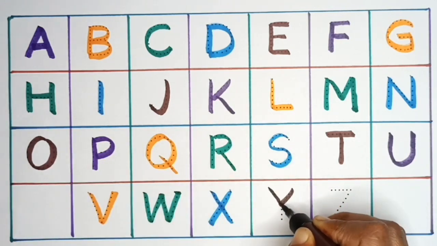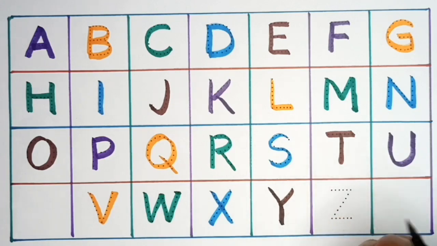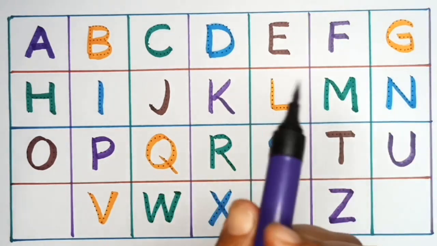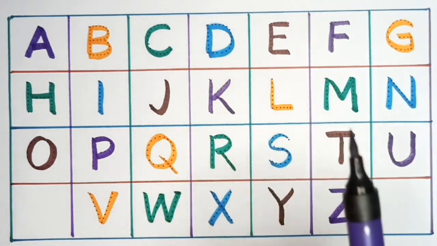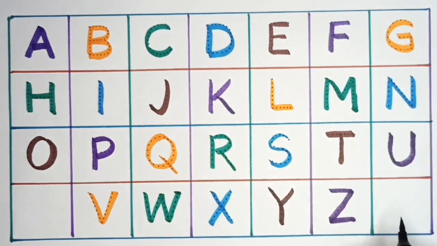Y, Y for yak. Brown color. Z, Z for zebra. Purple color. No, this is violet color. Z, Z for zebra.